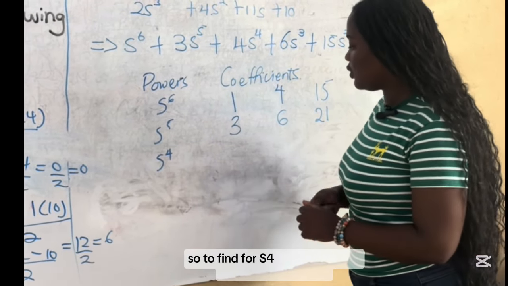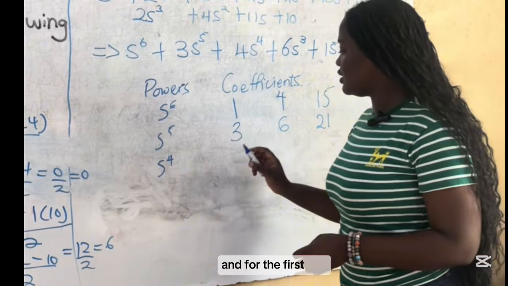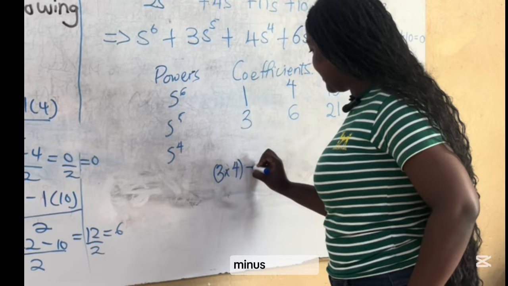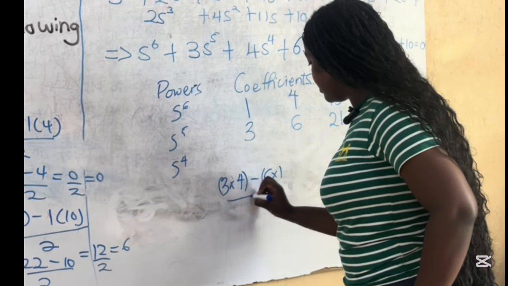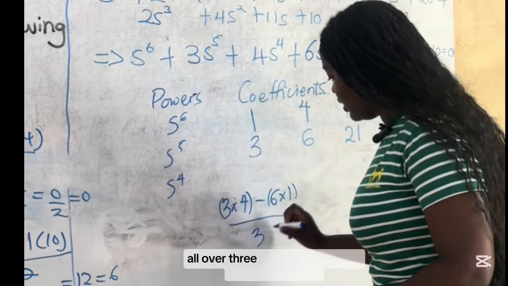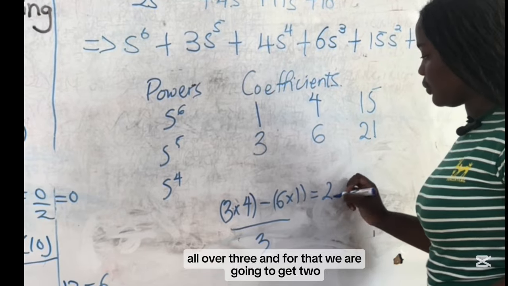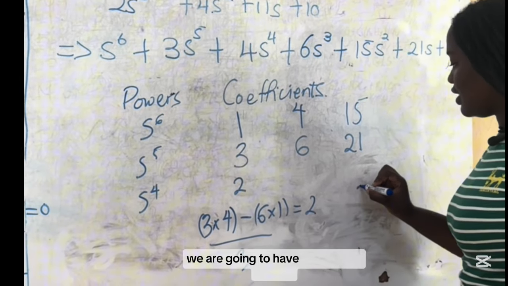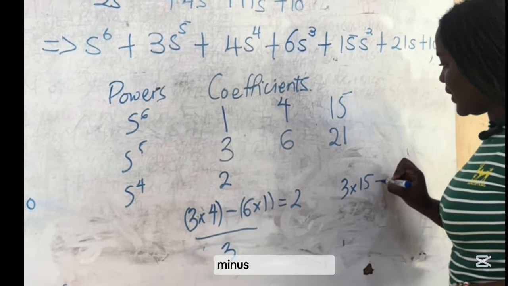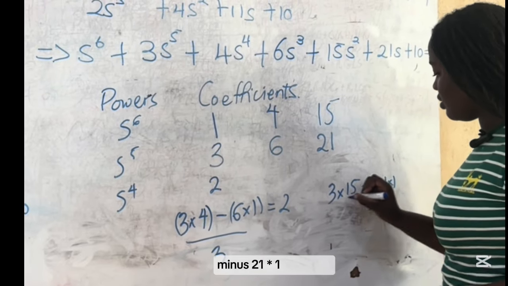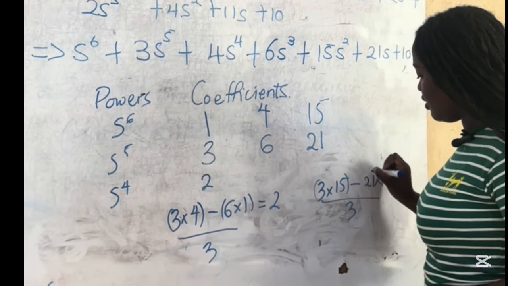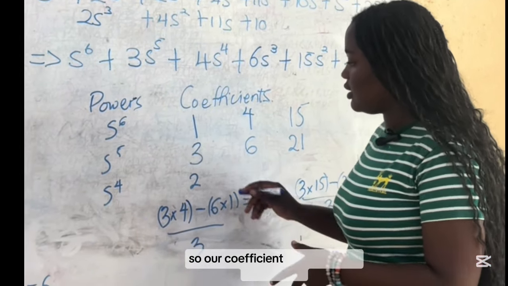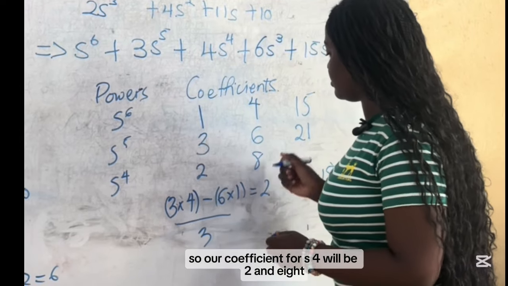So to find S^4, we are going to find the determinant. For the first one, it's going to be 3 times 4 minus 6 times 1, all over 3. And for that, we are going to get 2. So the first one will be 2. Then for the second, we are going to have 3 times 15 minus 21 times 1, all over 3. From this one, we are going to get 8. So our coefficients for S^4 will be 2 and 8.